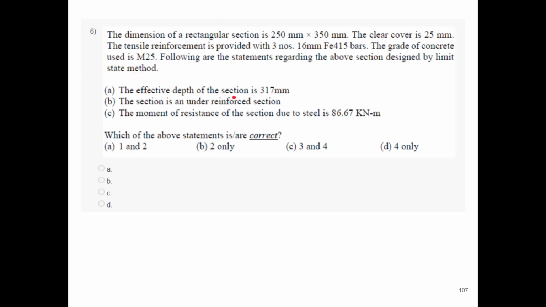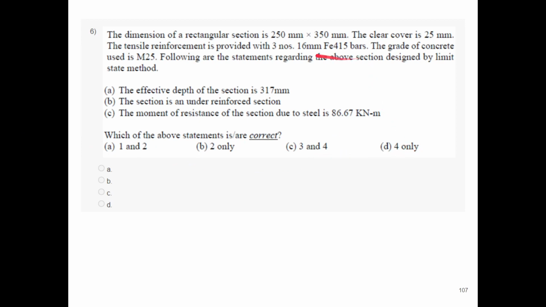A. The effective depth of the section is 317 mm. B. The section is an under reinforced section. C. The moment of resistance of the section due to steel is 86.67 kilonewton meter. Which of the above statements is or are correct? A: 1 and 2, B: 2 only, C: 3 and 4, D: 4 only.